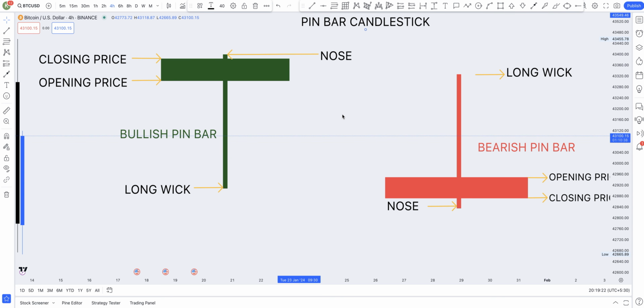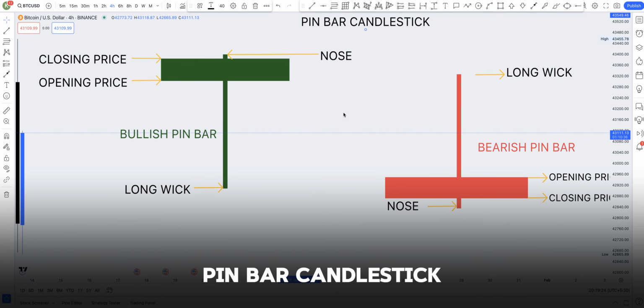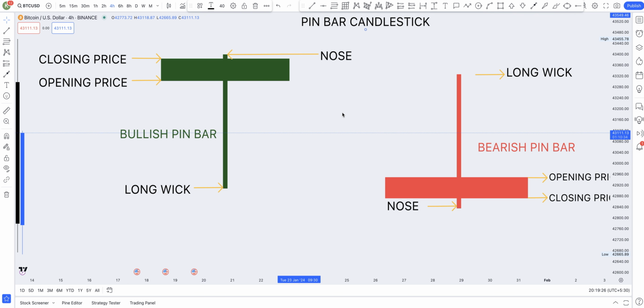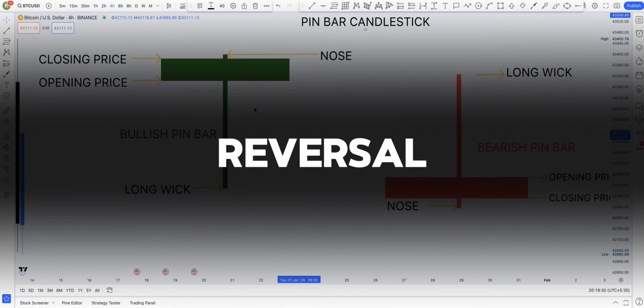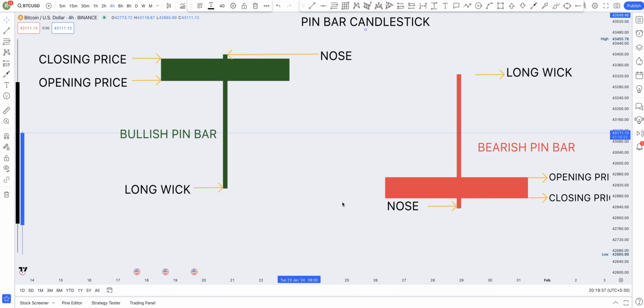Now, first of all, let's talk about the pin bar candlestick. So when we say a pin bar, what does it mean? Pin bar simply means reversal. So when price is moving in a downtrend and you see a bullish pin bar, it signifies reversal to the upside, telling us that the bulls are trying to take over the market.